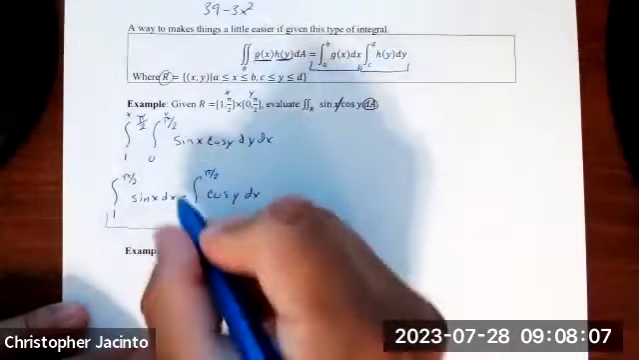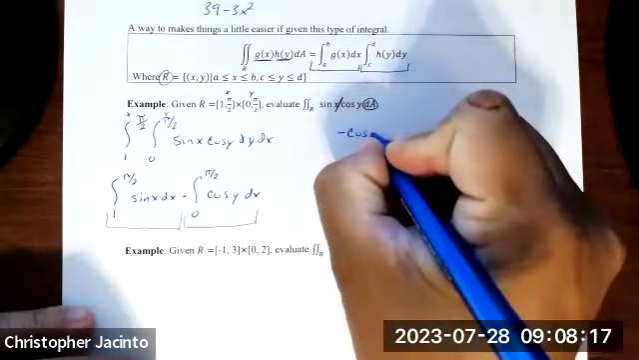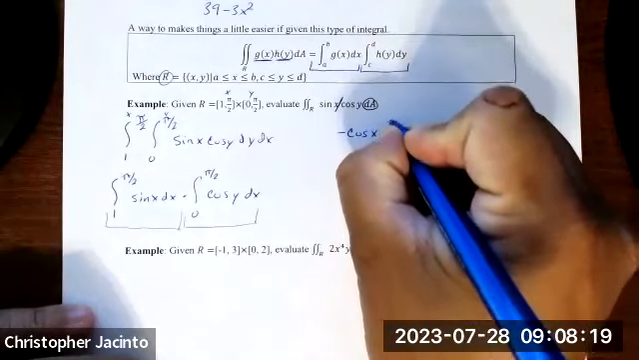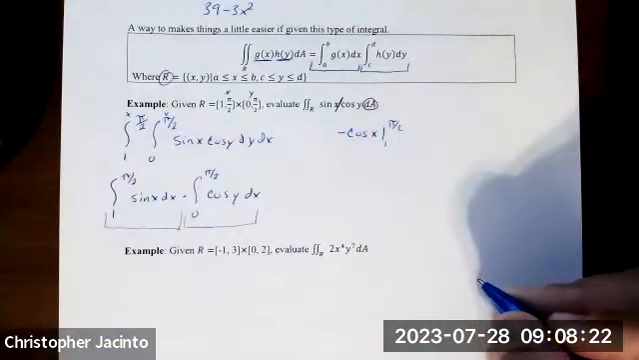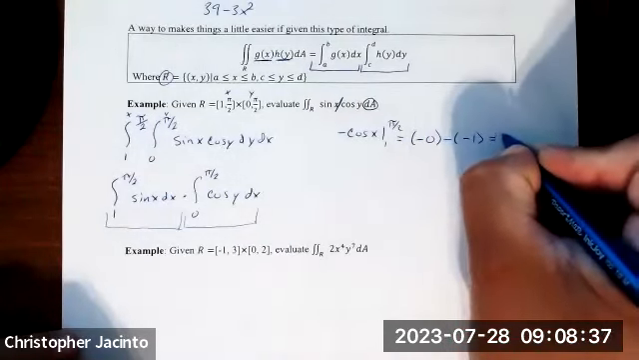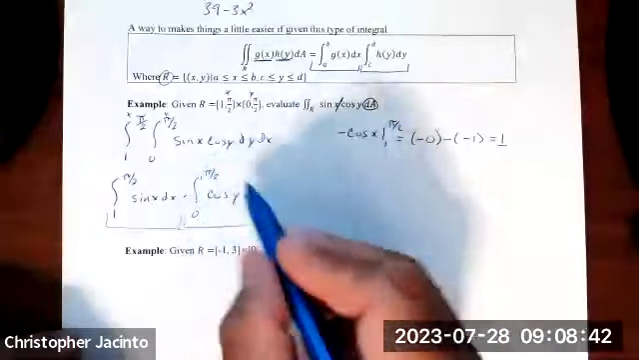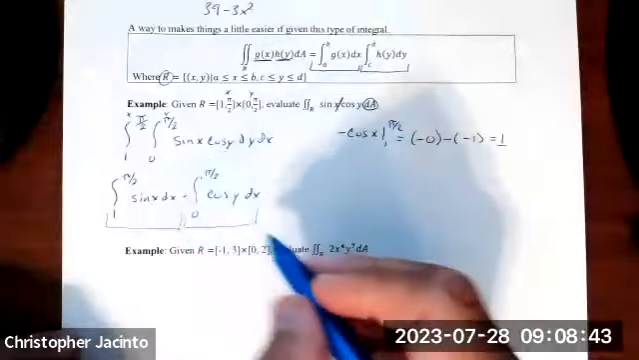We'll do x first, since it's left to right. The integral of sine of x is negative cosine, so we'll have negative cosine of x evaluated from 1 to pi over 2. Cosine of pi over 2 is 0, and cosine of 1 is 1. We just get 1 on this side. Now we integrate this side. The integral of cosine gives you positive sine.